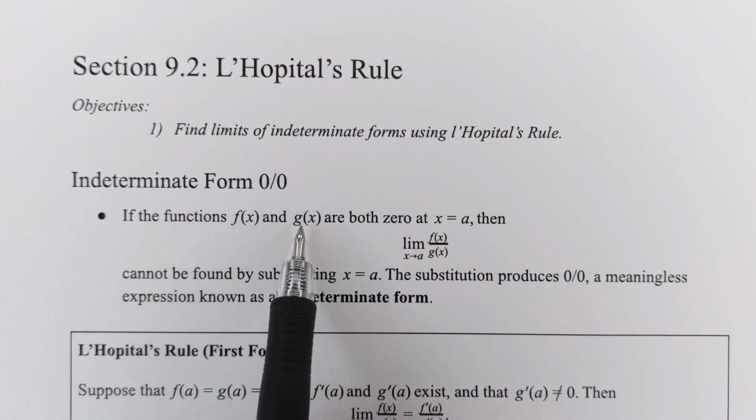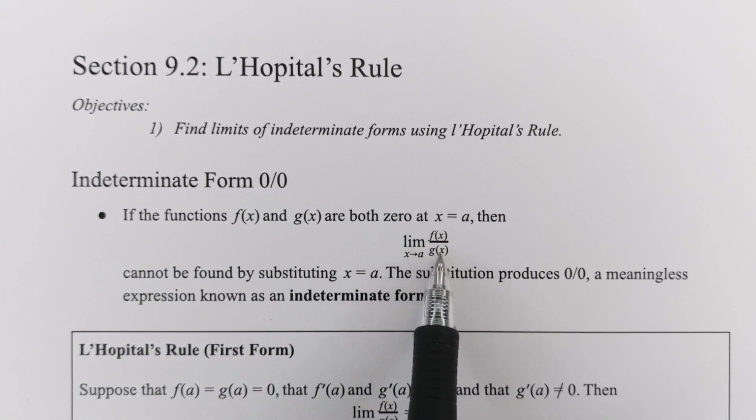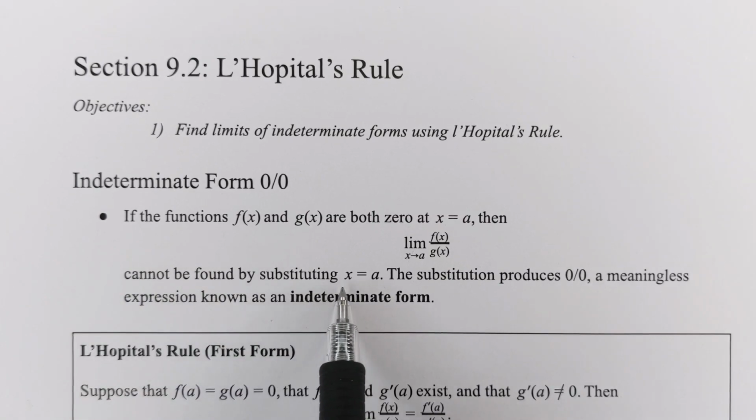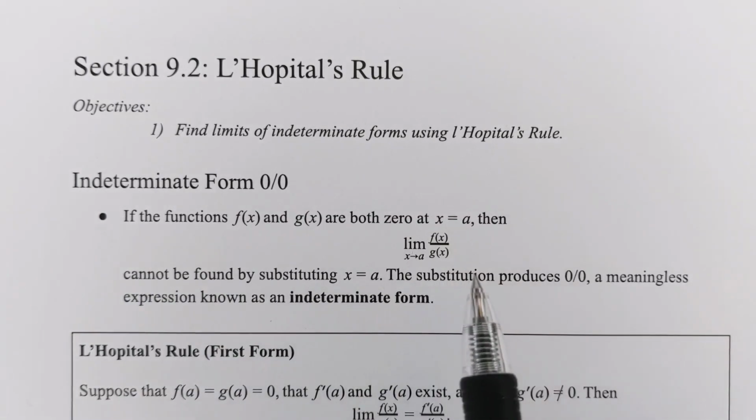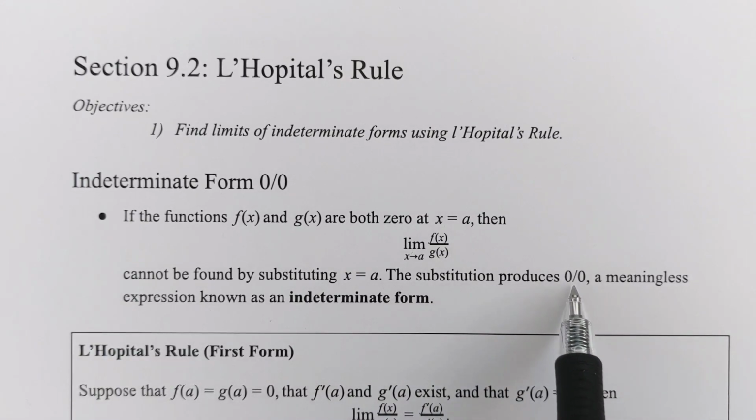If the functions f of x and g of x are both 0 at x equals a, then the limit as x approaches a of f of x over g of x cannot be found by substituting, because then you get 0 divided by 0, which we can't evaluate. The substitution produces 0 over 0, meaning this expression is known as an indeterminate form.